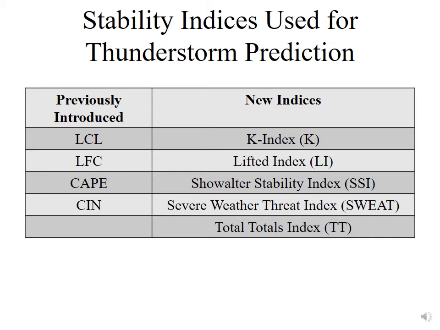So the LCL, the LFC, the CAPE, and the CIN are not great predictors of thunderstorms, but they can tell you that a thunderstorm is not going to happen if they happen to be certain values. The new indices that we're going to introduce are the K index, the lifted index, the Showalter Stability Index, the severe weather threat index, and the total totals index.